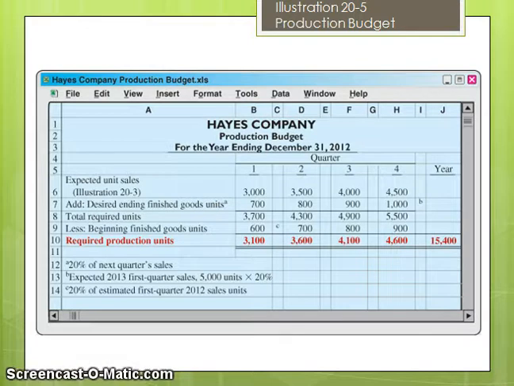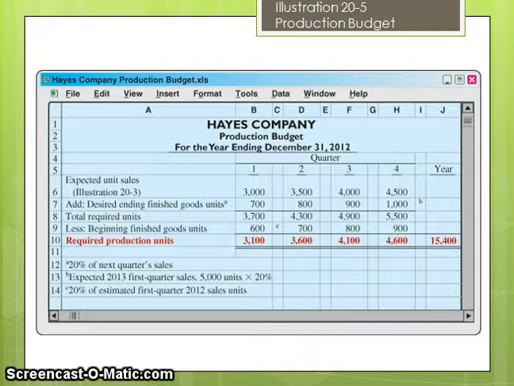We're going to go through that same process for the second, the third, and the fourth quarter, and that will give me my annual total of production in units: 15,400.